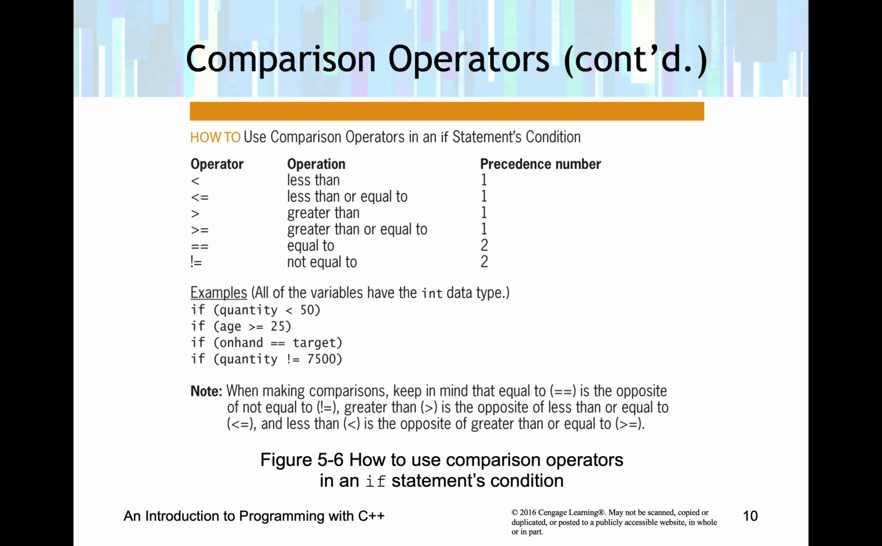This is a chart of the precedence number. So the comparison operators have precedence just like the arithmetic operators. So less than, less than or equal to, greater than, greater than or equal to, all have precedence 1. And then these have precedence 2. So if you see some of these and some of these in a problem, then it's going to evaluate these first, and then it evaluates the equal to and not equal to second.